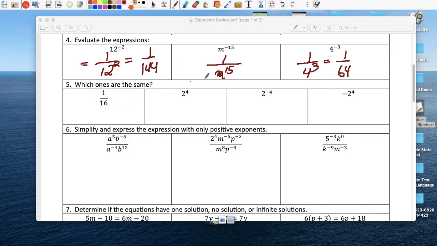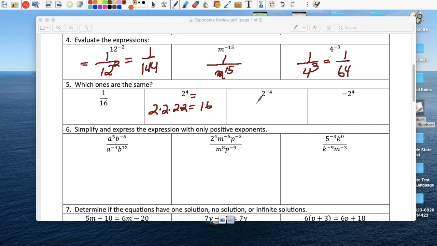Next one, which ones are the same? Well, 1 over 16, there's not much to do, so let's leave it as it is. Let's figure out what 2 to the 4th is. 2 to the 4th is 2 times 2 times 2 times 2. And that's 2, 4, 8, 16. So that's 16. So obviously 1 over 16 and 16 are not the same.